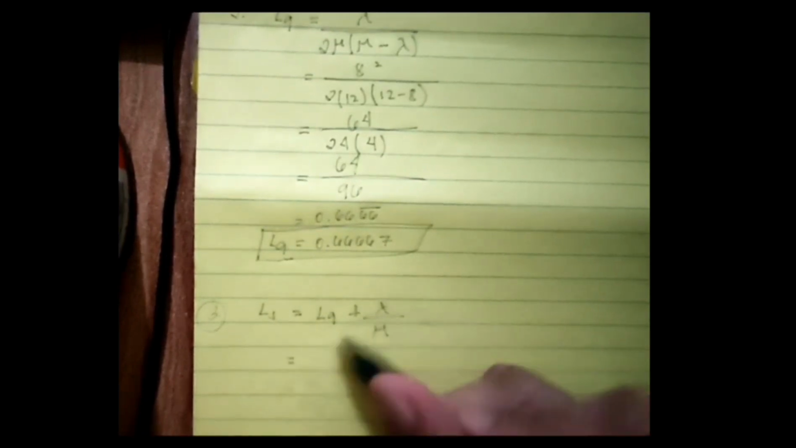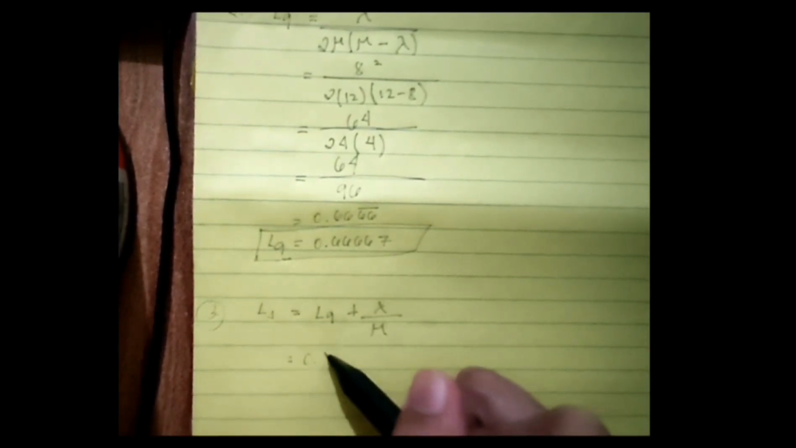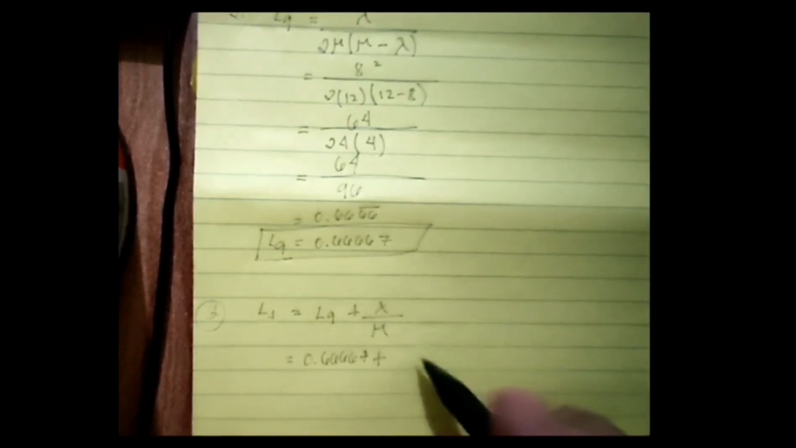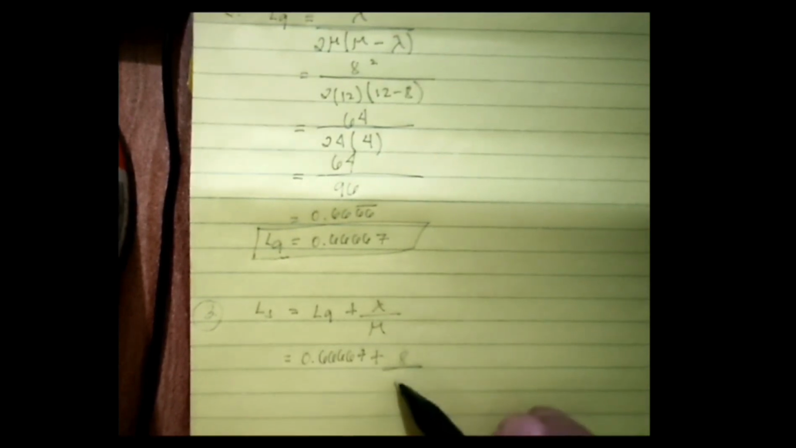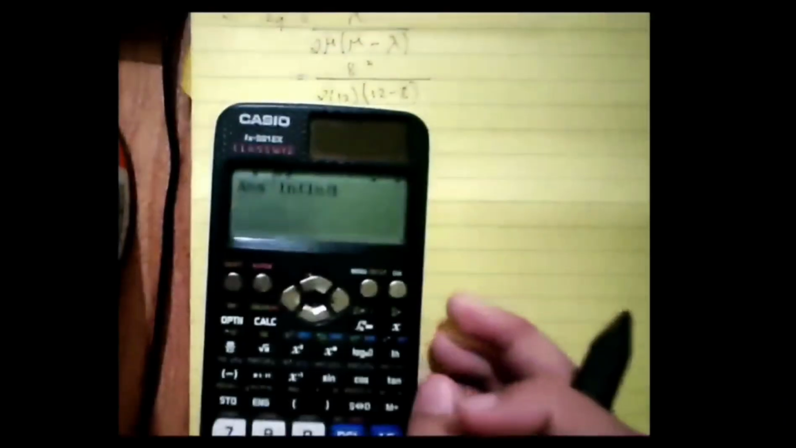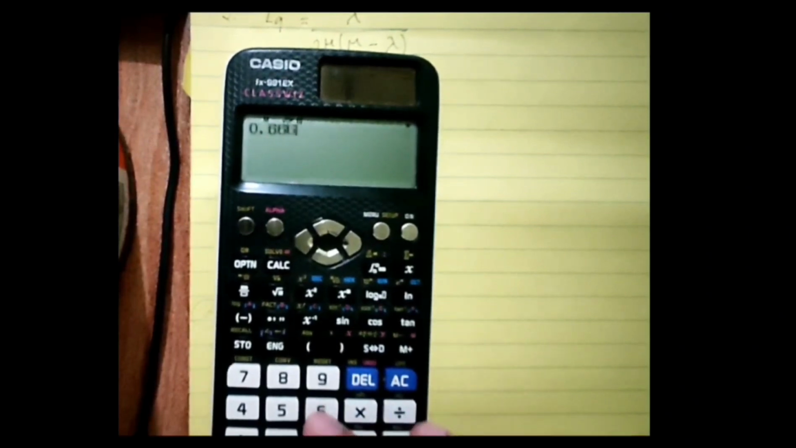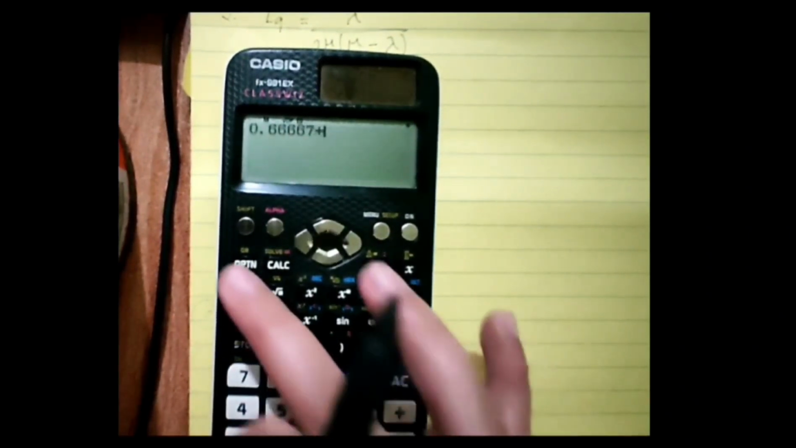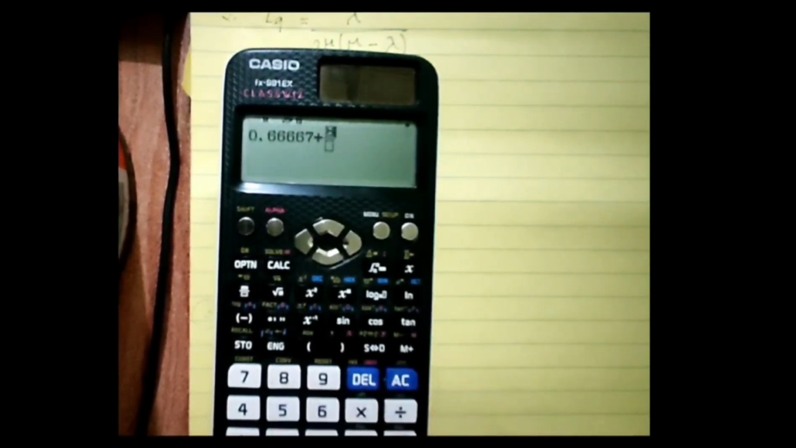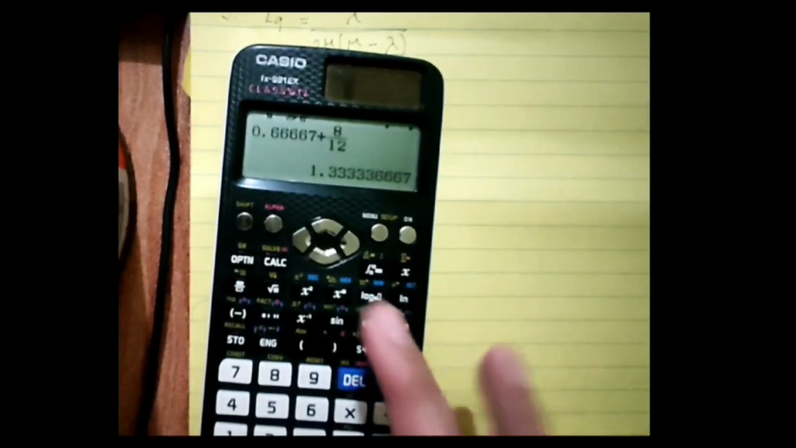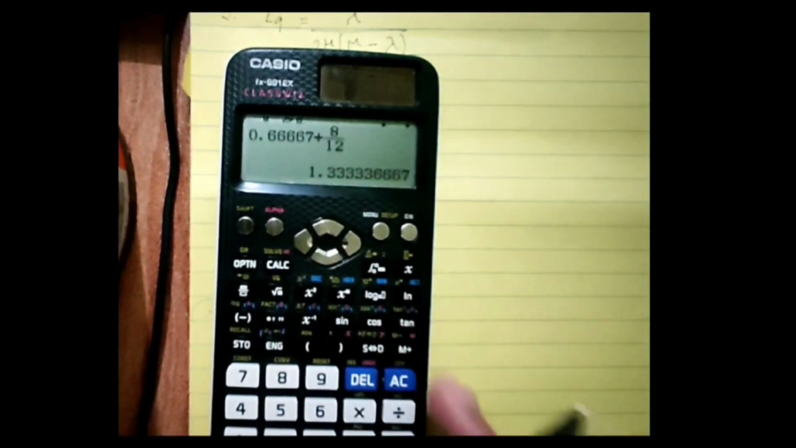Bali, isa-substitute lang natin. So, ang LQ natin is 0.66667 plus arrival rate natin na 8 and service rate natin na 12. So, if you have your calcu, solve natin yan. Bale, 0.66667 plus 8 divided by 12 is equal to 1.3333667.